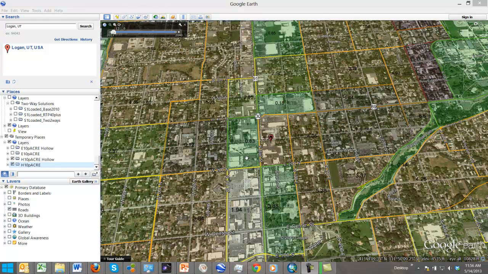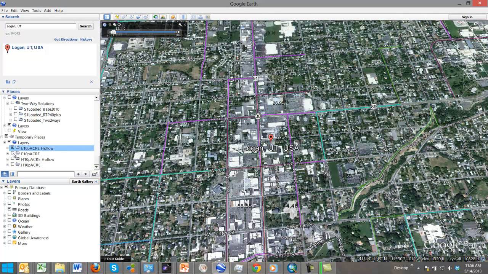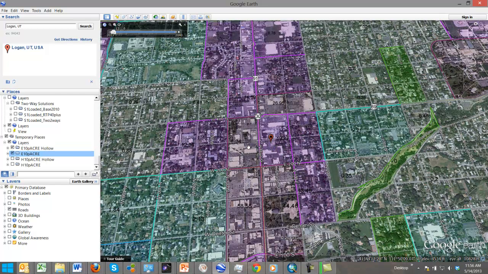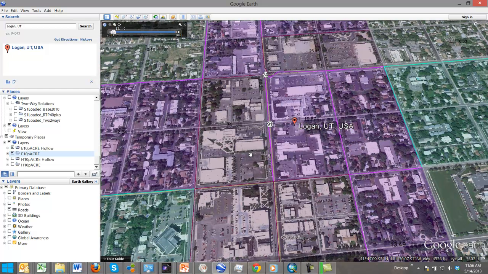Okay, so now that we've got this into Google Earth, let's do something interesting with it. One of the things that's helpful to do is try to understand the relationship between employees per acre and commercial square footage, because most cities and most developers understand commercial development in terms of commercial square footage, how much building there actually is in their project.